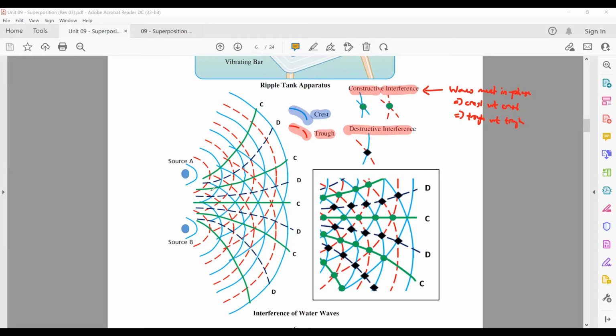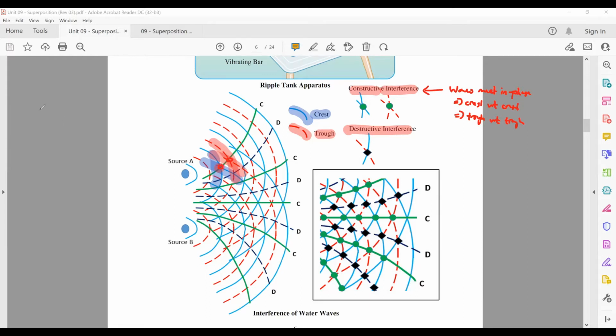That will mean that in this diagram here, if I see a solid blue line meeting with another solid blue line, like for example, here and here, this one here is going to be constructive interference. Similarly, if I see a dotted red line meeting a dotted red line, that means it is trough meeting a trough. That point would also be constructive interference.